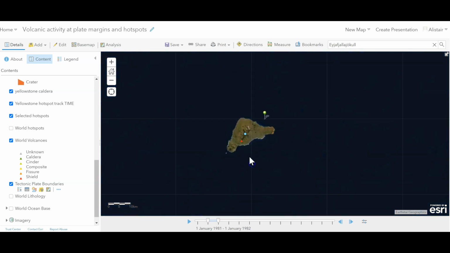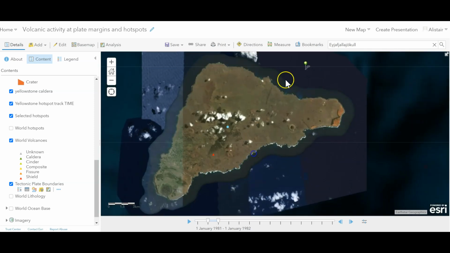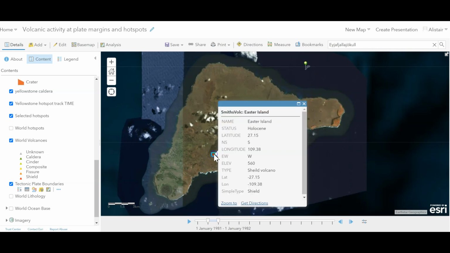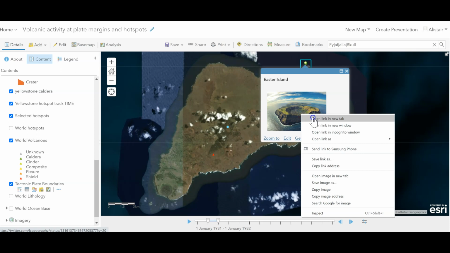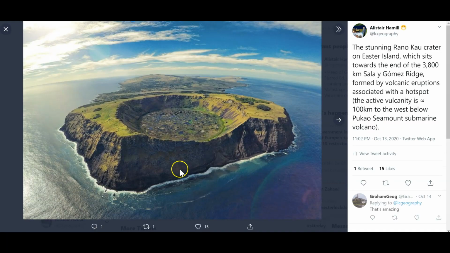This is Easter Island. Now, Easter Island's very famous because of the statues that appear there, but we're going to take a look here at the volcano. You can see that it is a shield volcano. Let's have a look at this photograph because I think this is pretty cool. So what you have here is the Rano Kau crater on Easter Island. The edge of that ridge that I looked at, which is about 3,800 kilometers long.